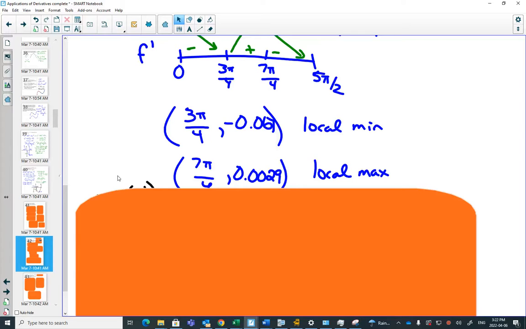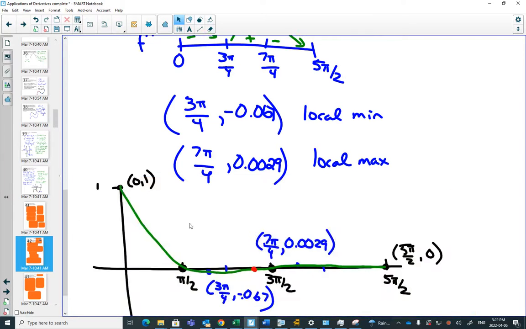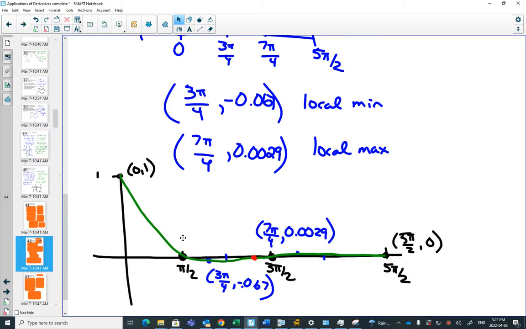All right, are you ready to see the graph? So we plug in 0, 1. We plug in our x-intercepts, pi over 2, 3 pi over 2, and 5 pi over 2. I've got my maximums and minimums labeled in blue. They are very tiny.